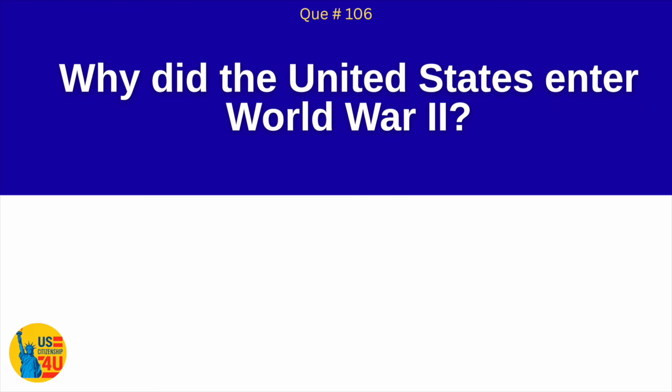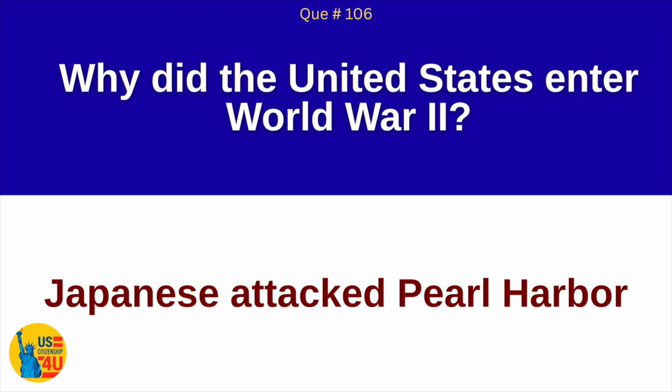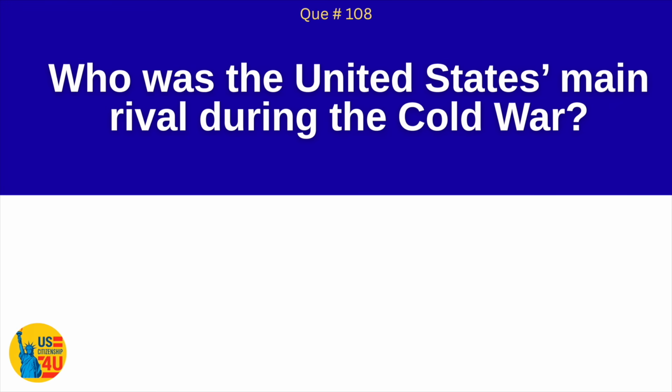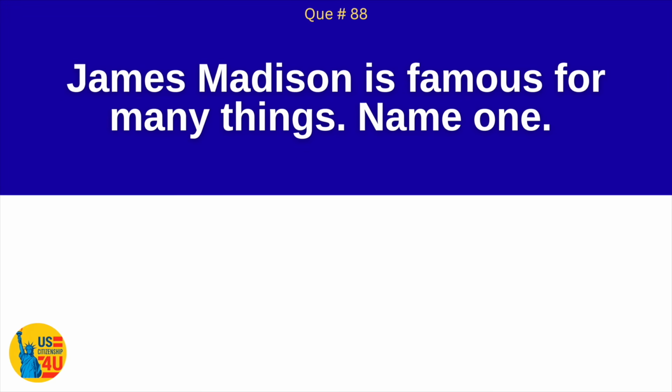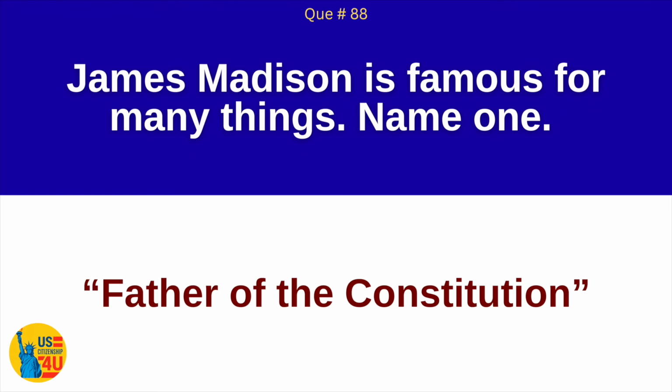Why did the United States enter World War II? Japanese attacked Pearl Harbor. Who was the United States' main rival during the Cold War? Russia. James Madison is famous for many things. Name one. Father of the Constitution.